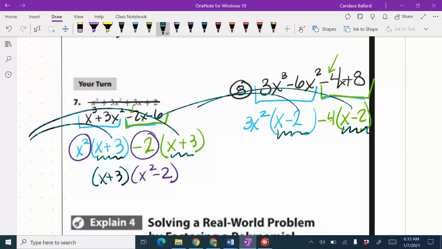So I'm going to pull that out. Remember, when we pull it out, we only are allowed to write it down 1 time. And then we're left behind with 3x squared minus 4.